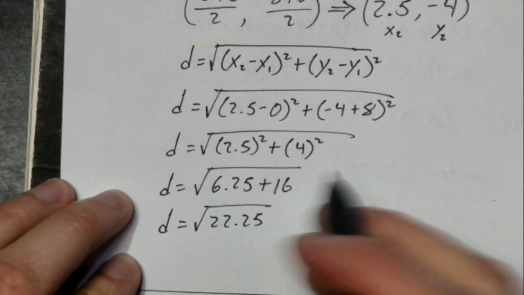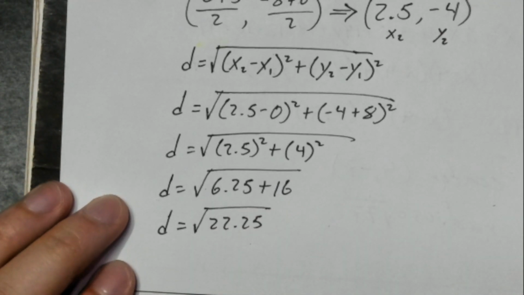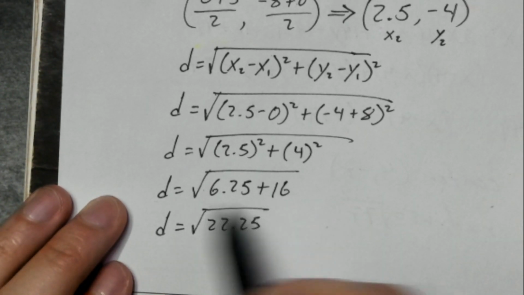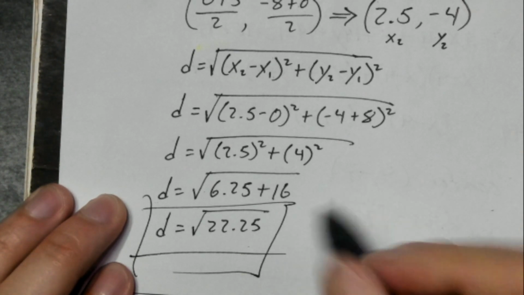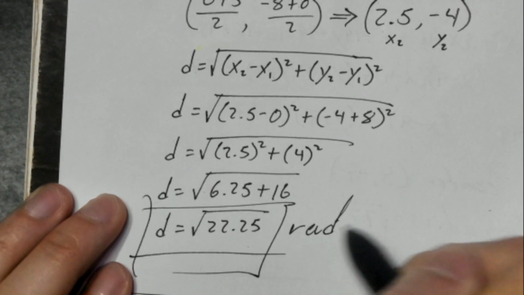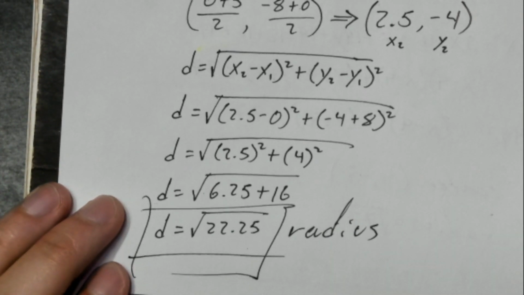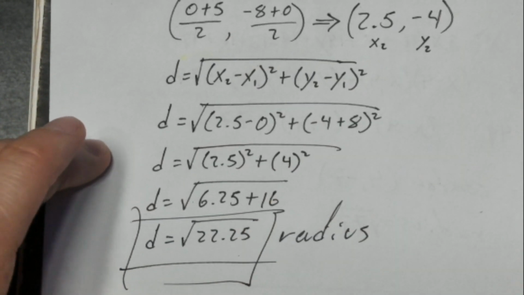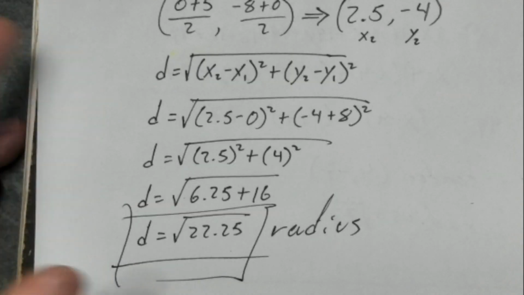This thing, I can put it in the calculator if I want to, but I'm not going to do that. This distance is my radius. So I'm going to take this distance the way it is. I don't have to put it in the calculator. That's my radius.